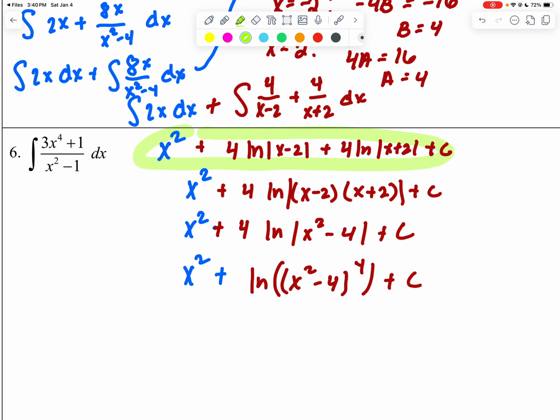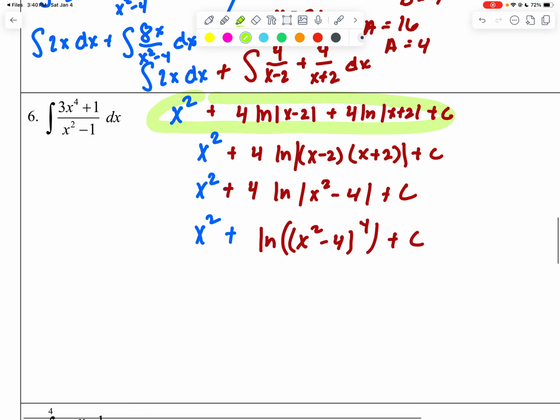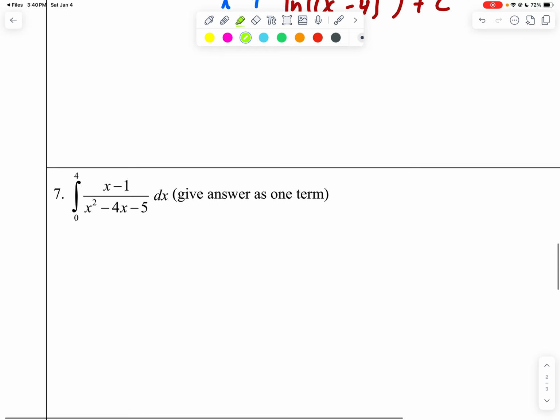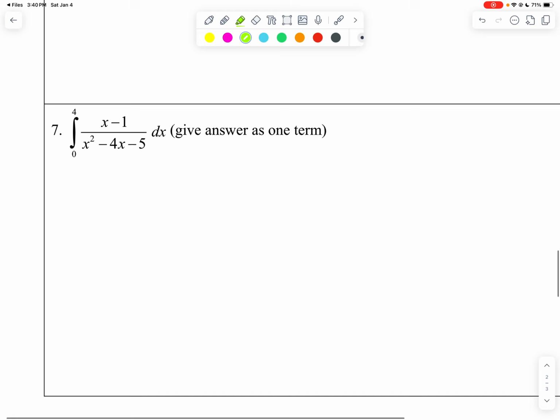All right, for extra practice, go ahead and do 6. And then doing 7. Notice how for number 7, this is a definite integral. So you're doing the same thing as we've done for the other problems, except now you're just evaluating from 0 to 4 in this case. And then it tells you to give an answer as one term. So that's that.